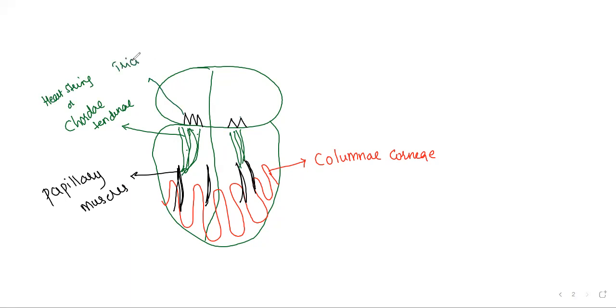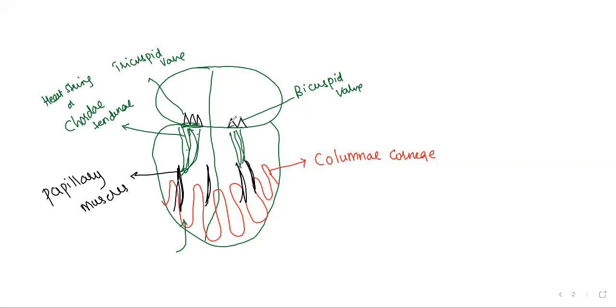Let me label them also. This is the tricuspid and this is the bicuspid valve. That means it's a mechanical arrangement. When the ventricle contracts, the papillary muscles pull on the chordae tendineae to close these valves. I'll show the video at the end.